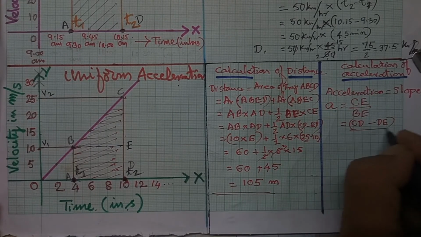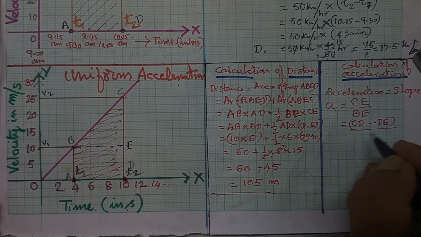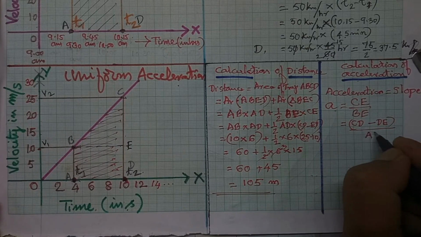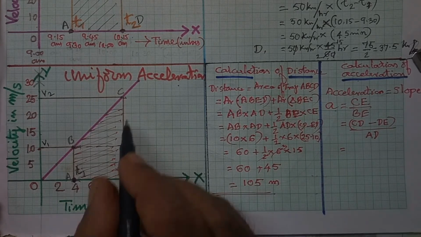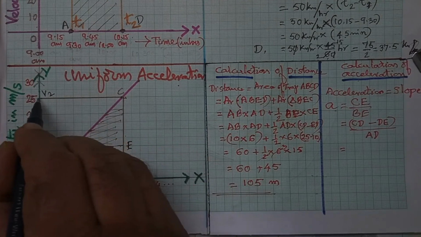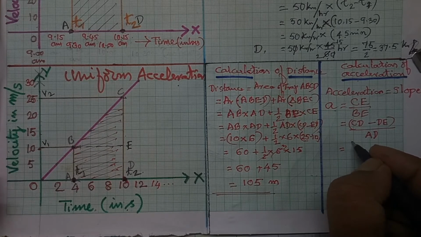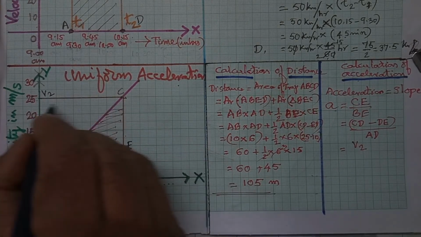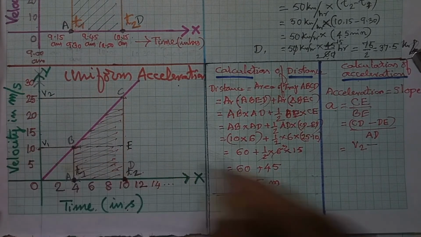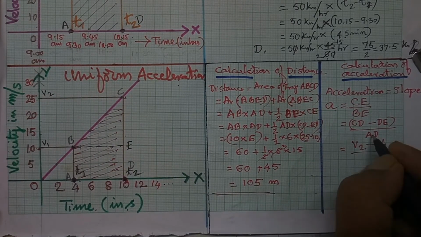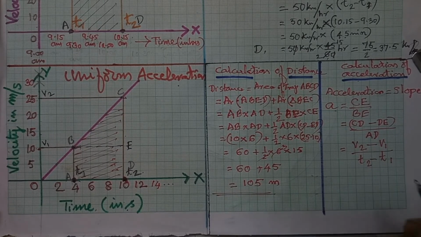BE is equal to AD because it is a rectangle. So instead of BE, I can write it as AD. Okay. Now what is the value of CD? Let us say the CD value is this much, which is represented here, that is 25. Actually we can write it as V2, truly speaking. This is representing velocity 2, minus DE, which is representing V1, divided by AD, which is nothing but T2 minus T1.